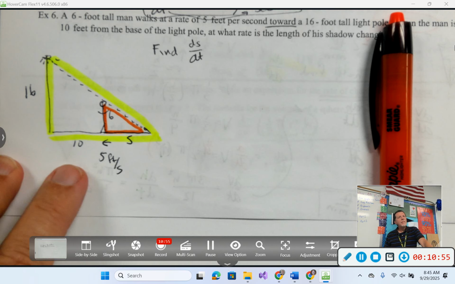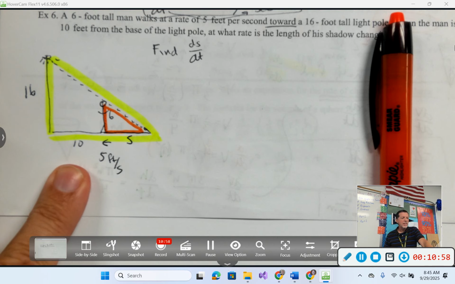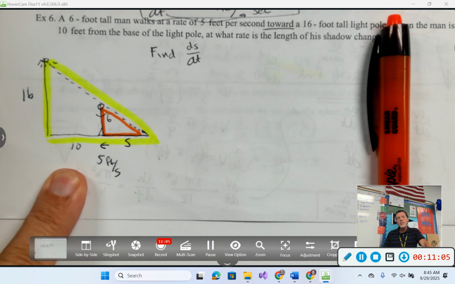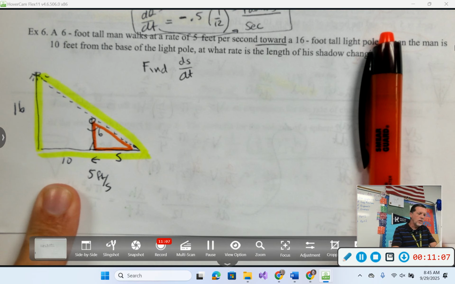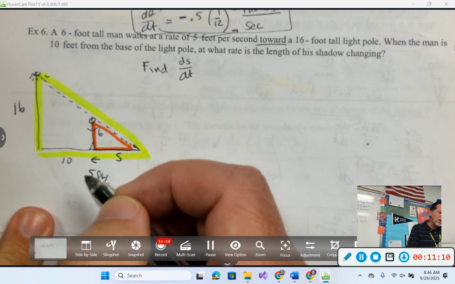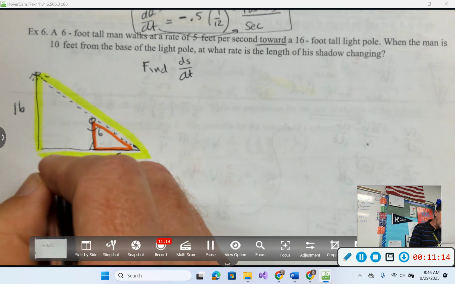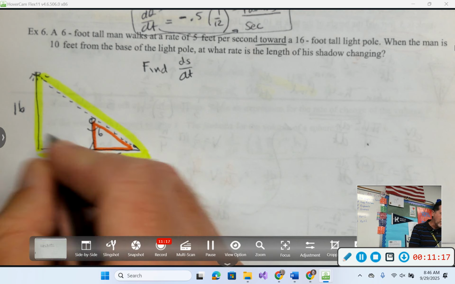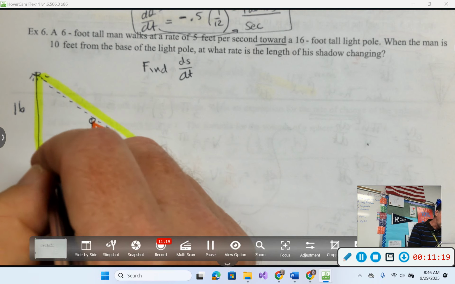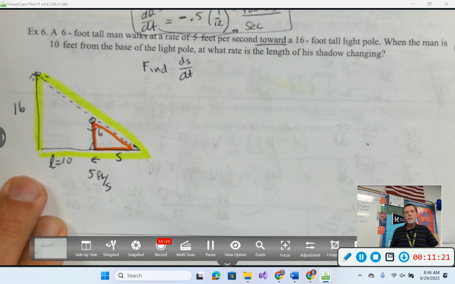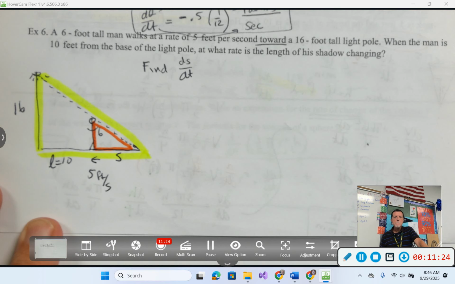Okay, I made a small mistake in setting this up because if stuff is constant, then you can label it with a number. If stuff is changing, you need to be careful. So, which of these numbers is changing, and so I better be careful about labeling it? That 10 is not always 10. He's always 6 feet tall. The light's always 16. So I'm going to say that's L, because L is changing.